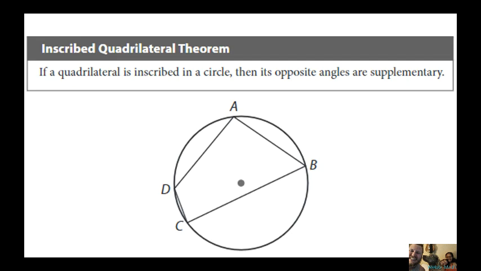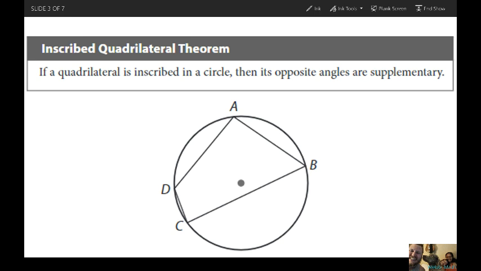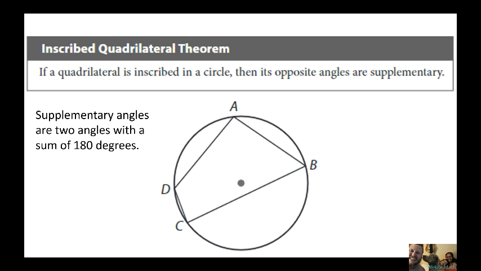So first things first, the inscribed quadrilateral theorem. If a quadrilateral is inscribed in a circle, then its opposite angles are supplementary. So that's the theorem, that's the idea. Again, supplementary angles are two angles with a sum of 180 degrees. Therefore, angle A plus angle C equals 180, and angle B and angle D also equal 180.